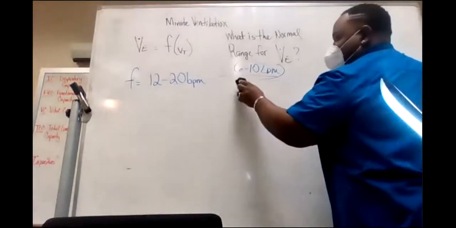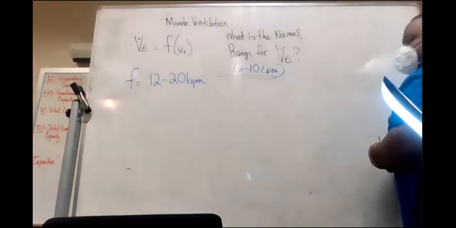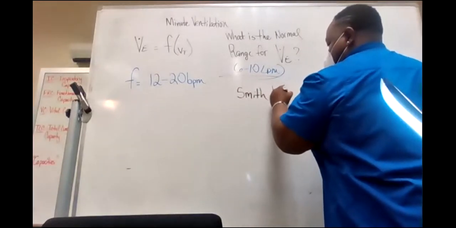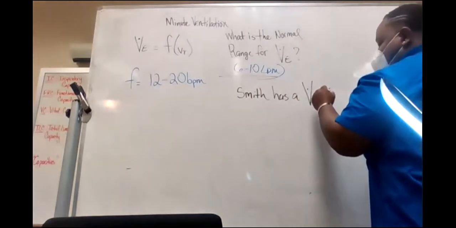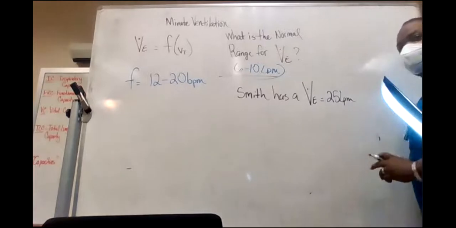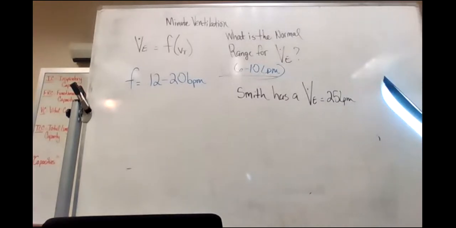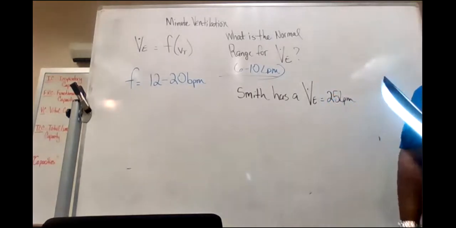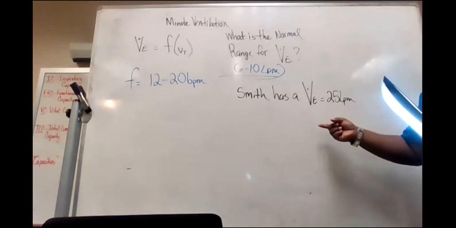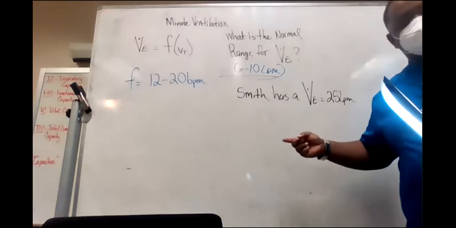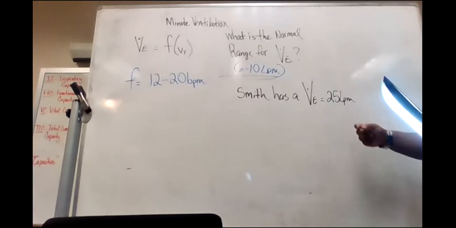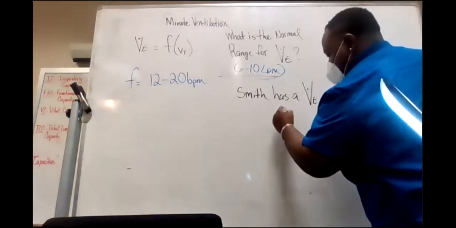Now that we know that the normal minute ventilation is about 6 to 10, then if, let's say, Mr. Smith has a minute ventilation of 25 liters per minute, what can we say Mr. Smith is doing? He's hyperventilating. And since we know he's hyperventilating, we know his CO2 is what? What number? Higher CO2? No, we're not going to have a high CO2. It's dropping. There you go. Less than what? 35. So he is hyperventilating.